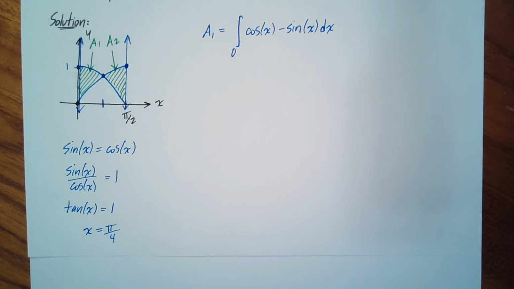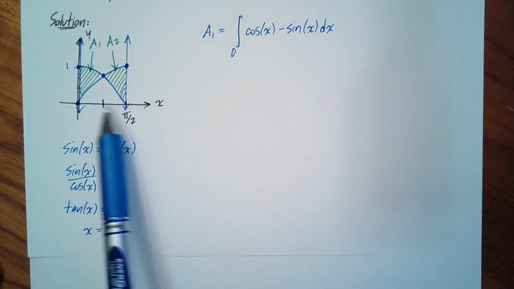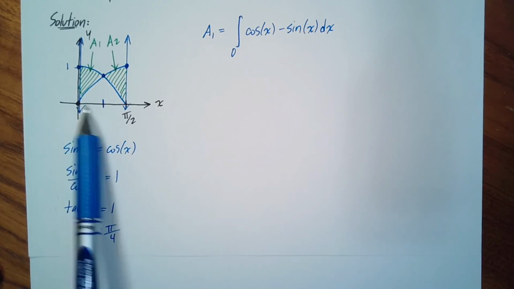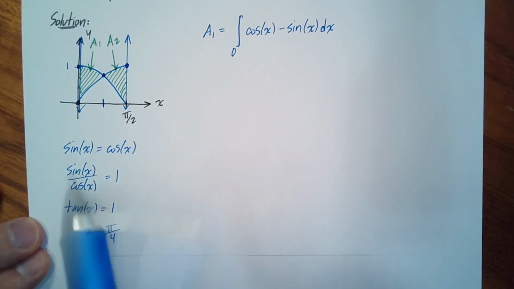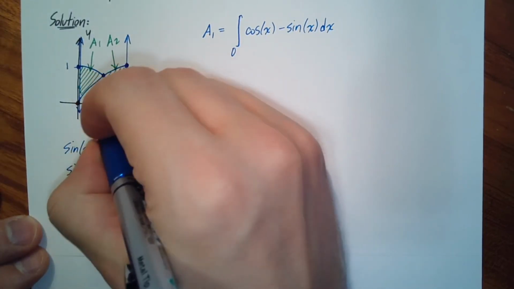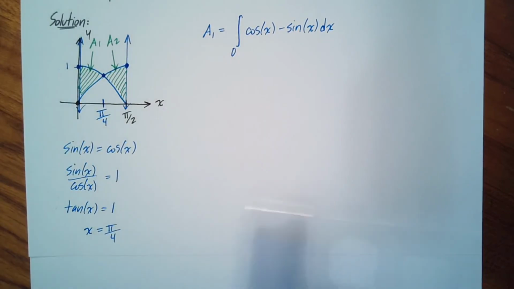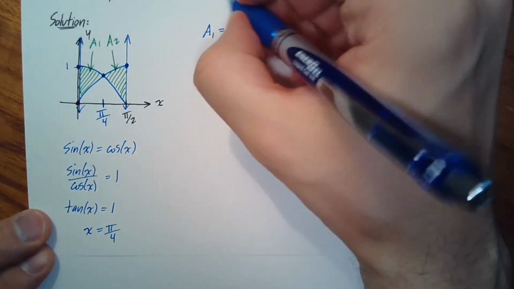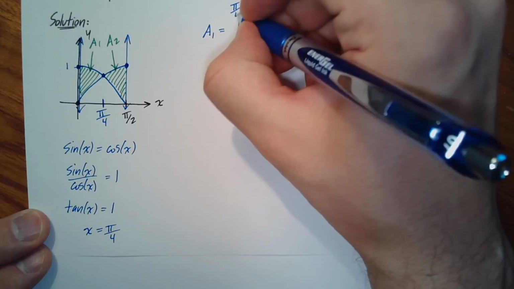Now that's the fundamental angle that gives you a solution to this equation, but does that mean it's the only solution? Well, no, but it's the only solution in the interval 0 to pi over 2. We only care about this range. So that means that this is indeed pi over 4. Okay, so pi over 4 is going to be the upper endpoint of this definite integral.